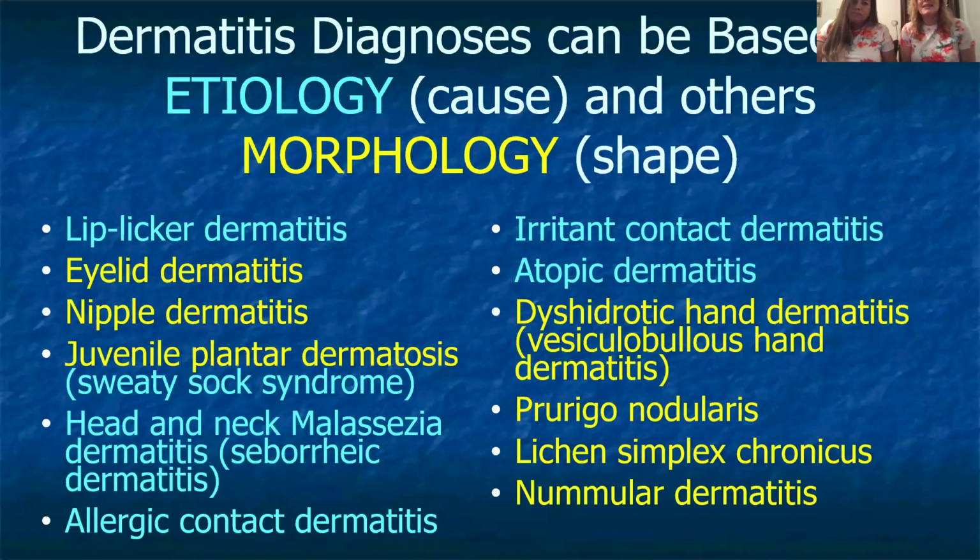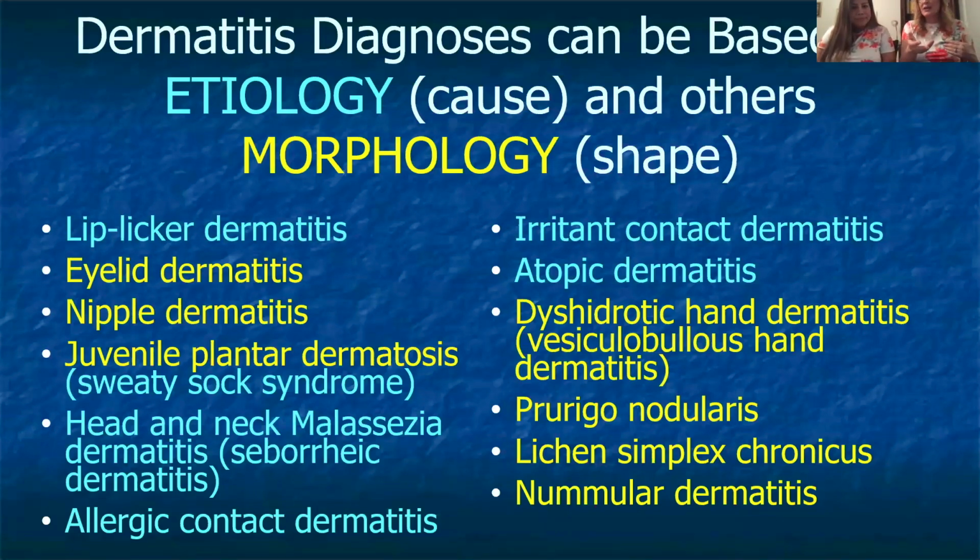The dermatitis diagnoses can be based on etiology, the cause of the rash, but it can also be based on morphology, meaning the shape in the skin. So that's why patients get so confused, because there are different diagnostic terms that are used for that same patient. I was just talking to someone today. One doctor told me I had psoriasis. One told me atopic dermatitis.